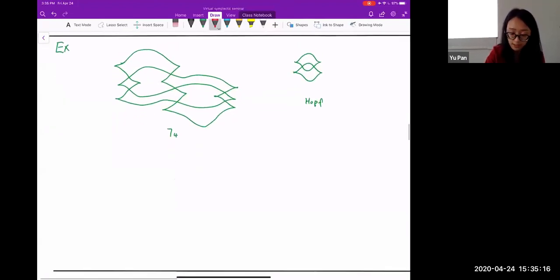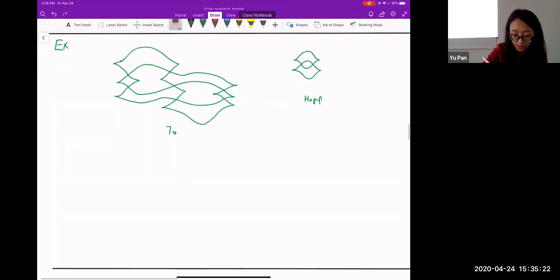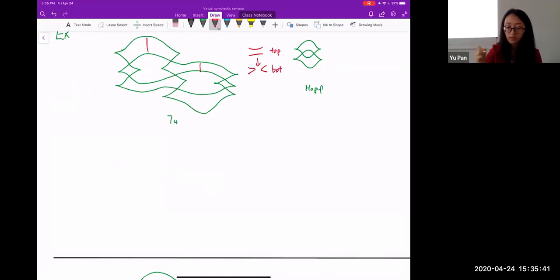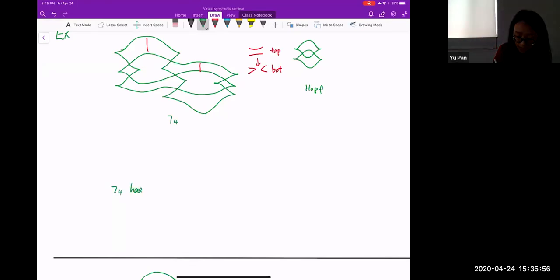First, 7_4 has a genus 1 embedded filling. You can see that by doing pinch moves. You can do a pinch move here and here. By pinch move, I just mean this: this is the top and this is the bottom. If you do the pinch here and here, that will give you a knot, and then you can get a filling for that. So what we know from here is that 7_4 has a genus 1 filling.